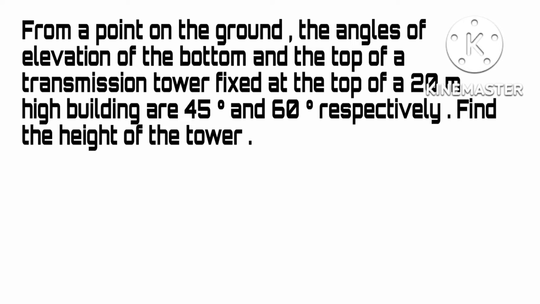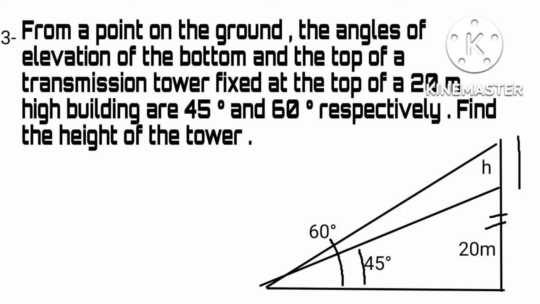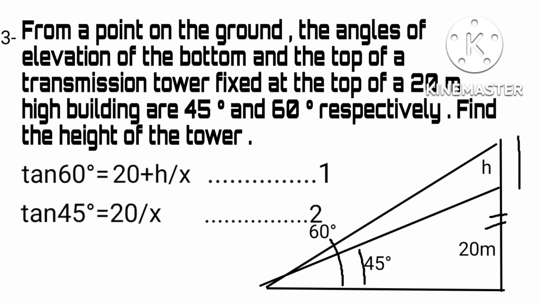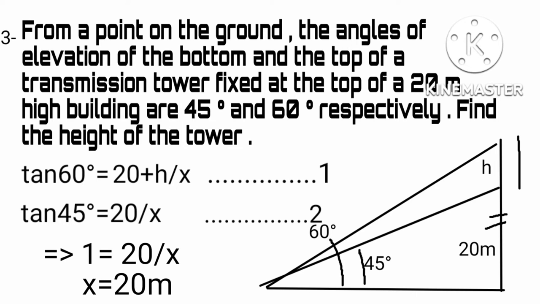Here is the third question, please read it. Let the height of the tower required be h, and the elevations of the top and bottom of the tower are given as 60 degrees and 45 degrees. Tan 60 degrees equals 20 plus h upon x, equation 1. Tan 45 degrees equals 20 upon x, equation 2. From equation 2, 1 equals 20 upon x, which implies that x equals 20 meters.